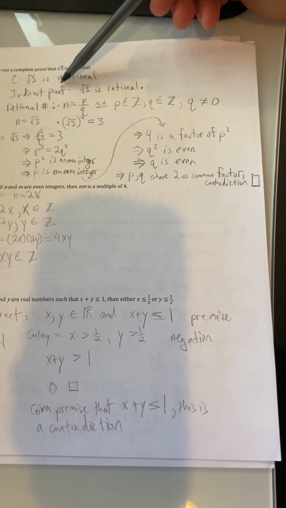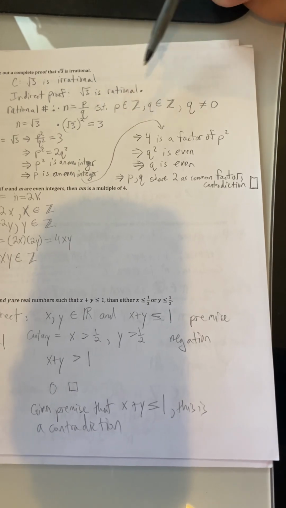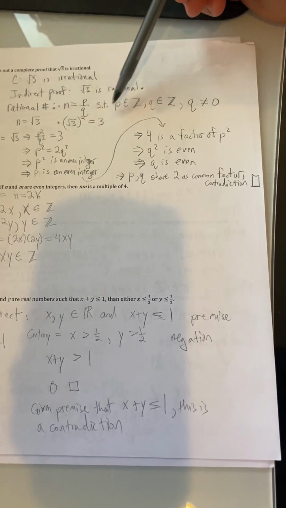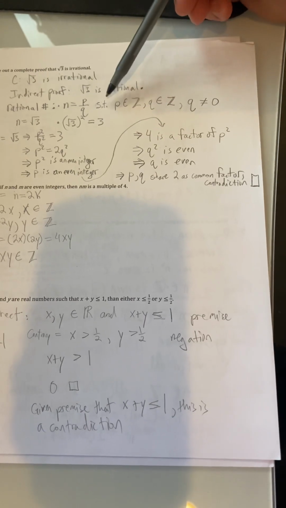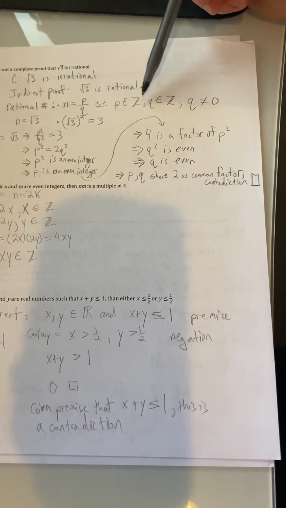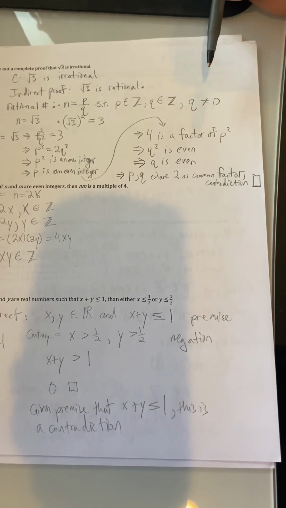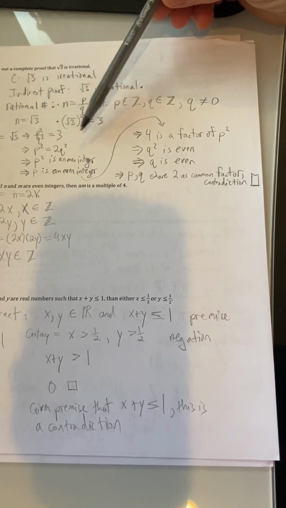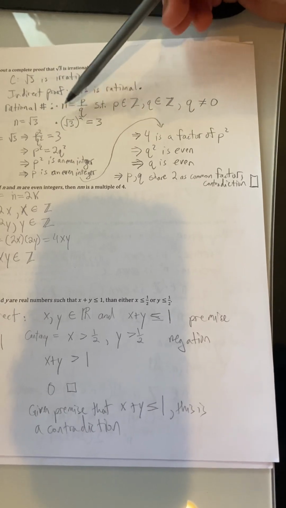So starting with the negated premise, you'd say that the square root of 3 is rational, and the definition of a rational number being that n equals p divided by q, such that p is an element of integers, q is an element of integers, and that q does not equal 0. So beginning with the proof here, you set n equal to the square root of 3.